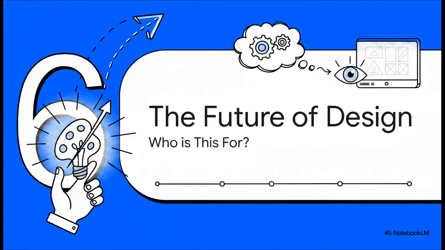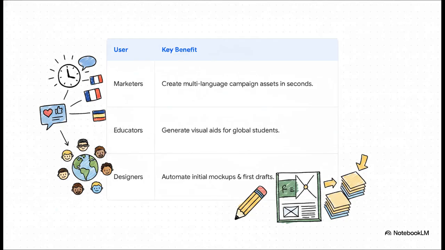So when you put all of this together, who is this tool really for? And maybe more importantly, what does this tell us about where creative work is actually headed? Well, if you're a marketer, this thing is a massive time saver for making social media assets or campaign visuals in different languages. For educators, you can now spin up diagrams and visual aids for a global classroom in no time. And for designers, look, it's not here to replace you. It's here to replace your most boring tasks. Those initial mock-ups, the first drafts, those can now be done in seconds, especially as this gets built into the tools you already use, like Figma and Canva.